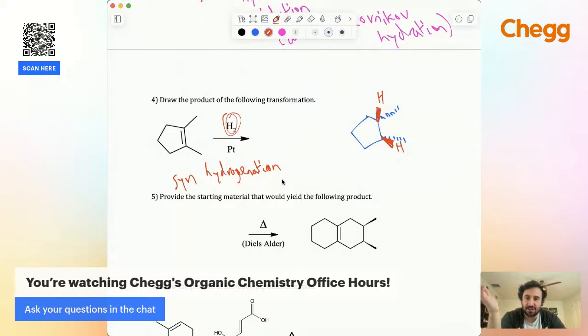So that is syn hydrogenation. Hydrogenation over platinum metal is syn hydrogenation. It's an example of heterogeneous catalysis.